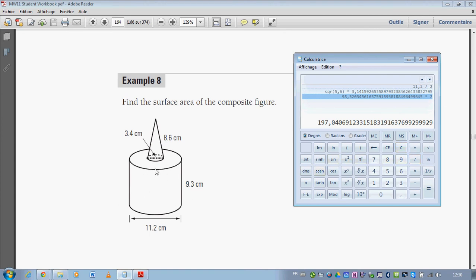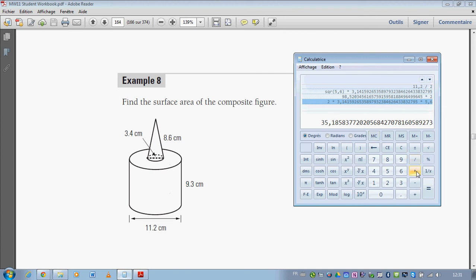Now the next step would be to figure out the lateral area of your cylinder. A reminder that the lateral area of a cylinder turns out to be a rectangle whose width is equal to the circumference of your circle. The circumference formula is 2 times pi times r, so 2 times pi times the radius, which we had figured out was 5.6. This is the circumference, and it is also the width of this rectangle.